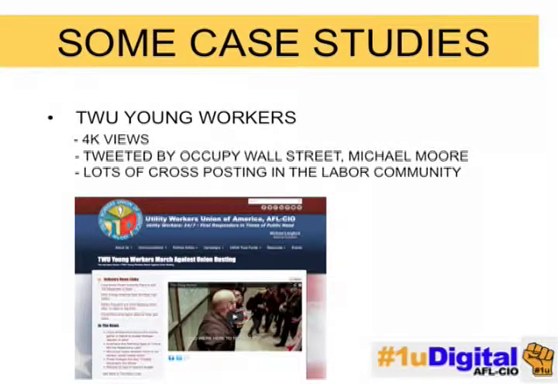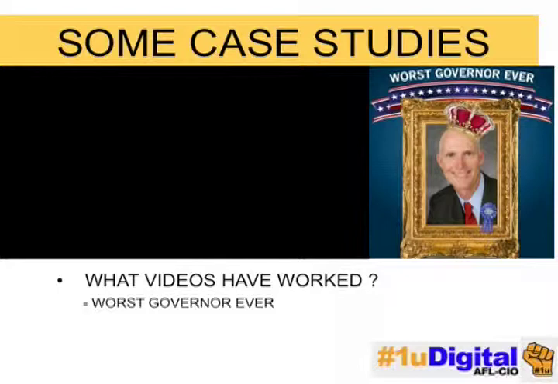This video did well online because it tapped into the Occupy Wall Street community of cross posters and had a real element of how's it all going to end or turn out. A scripted video that did particularly well for TWU was the Worst Governor Ever campaign, by far one of our most successful new media projects. In response to the slew of anti-union governors across the country and all of the collective bargaining legislation that was happening in Wisconsin and Ohio and all over the place, TWU launched an online election for the worst governor ever.